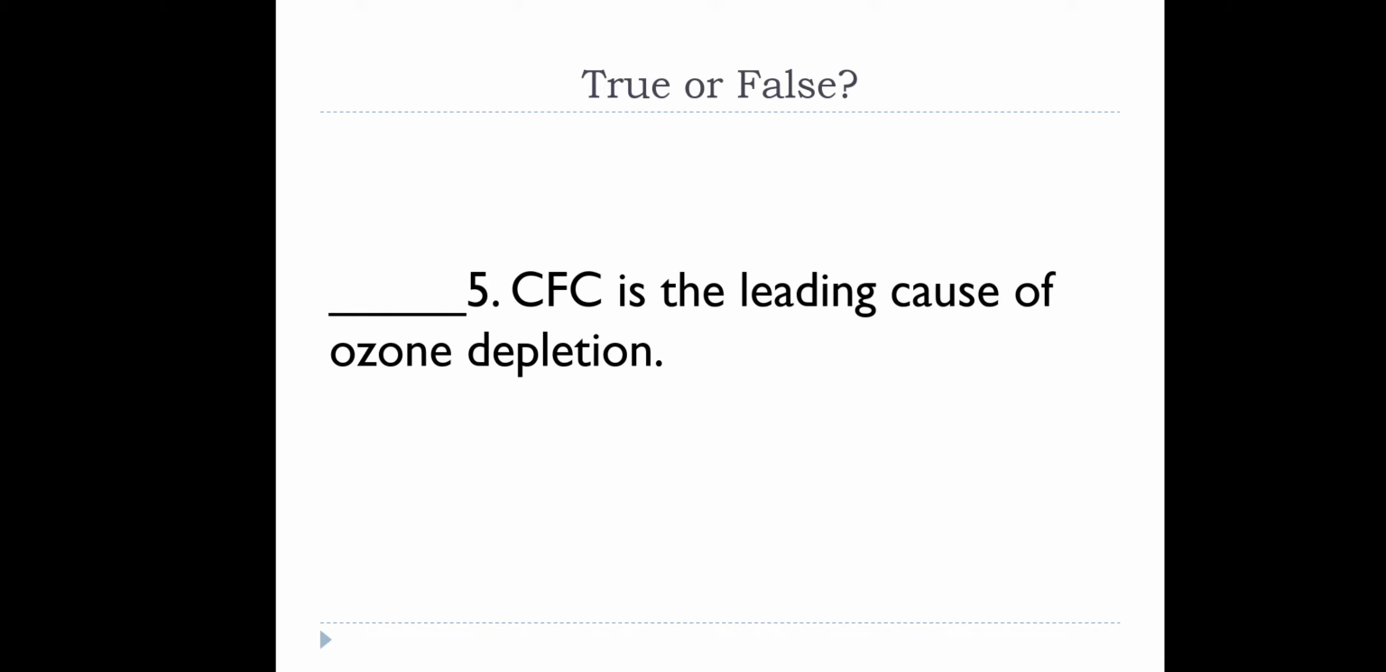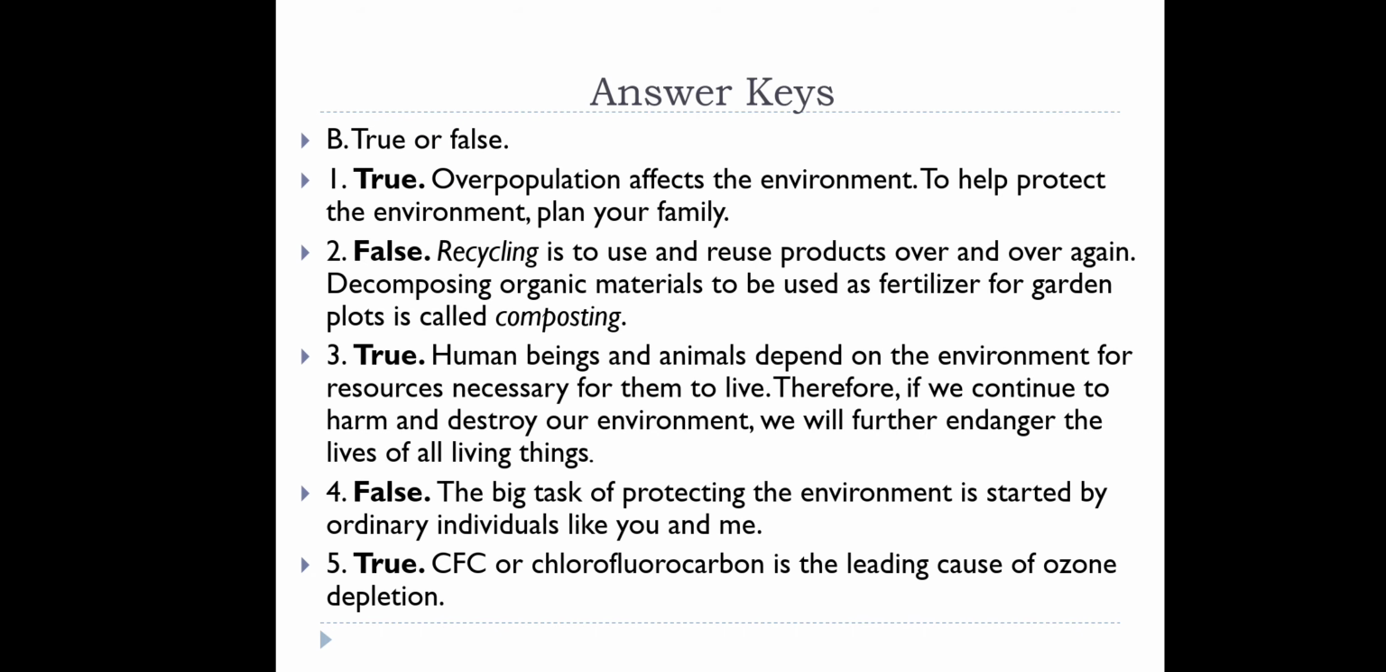Let's see if you got the correct answers. Number 1, true. Overpopulation affects the environment. To help protect the environment, plan your family. Number 2, false. Recycling is the use and reuse of products over and over again. Decomposing organic materials to be used as fertilizer for garden plots is called composting.